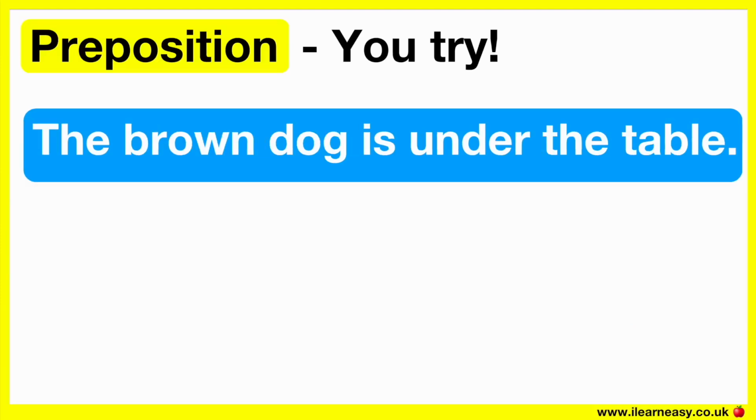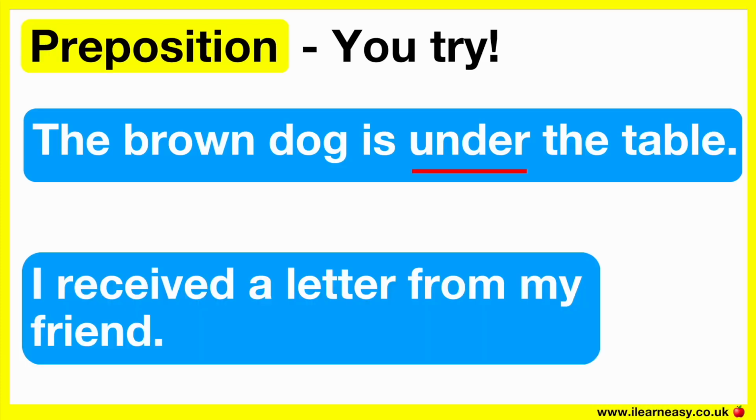The brown dog is under the table. The preposition in this sentence is under. I received the letter from my friend. The preposition in this sentence is from.